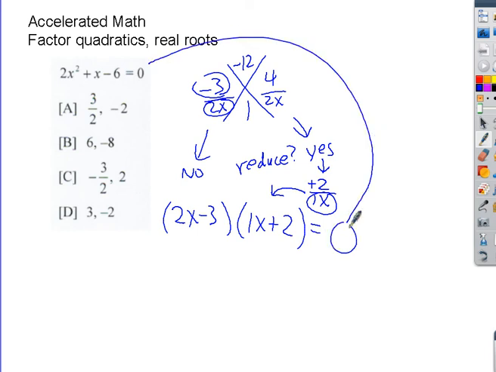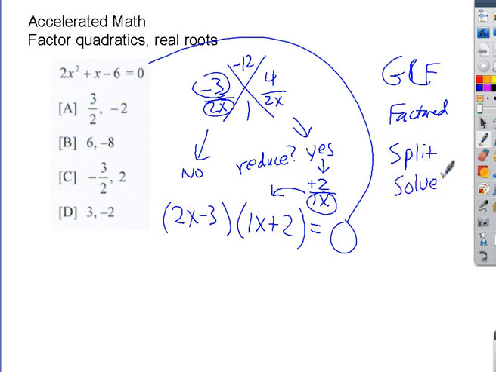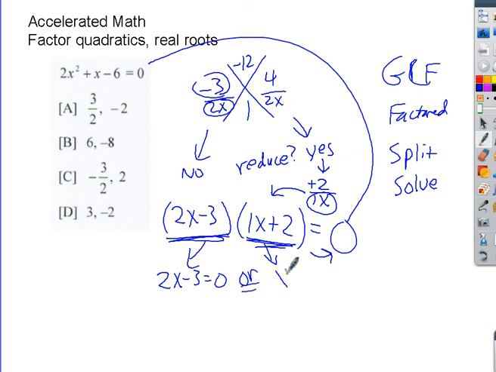Now that we have it factored, so we did the GCF, then we factored it using the diamond. And now we're going to split it and solve it. And I'll show you what I mean by split it and solve it. We're going to split it into two equations, because if you have two things that multiply to give 0, then either one of these things has to be 0 or the other has to be 0. Any two things that multiply to give 0, one of them has to be 0. So either 2x minus 3 is equal to 0, or 1x, I'm leaving out the 1, x plus 2 equals 0. And then you simply, that was the splitting.